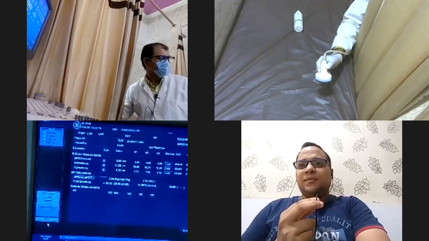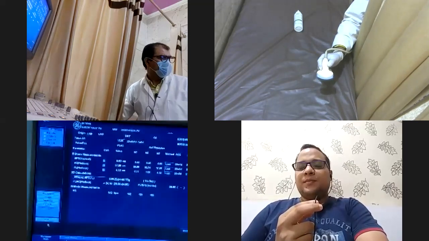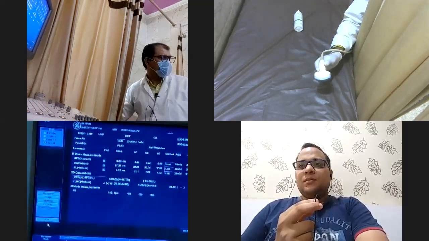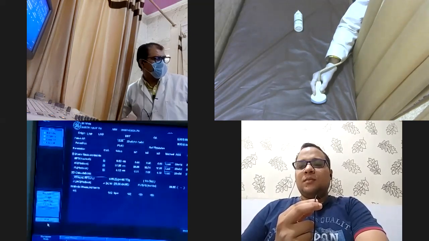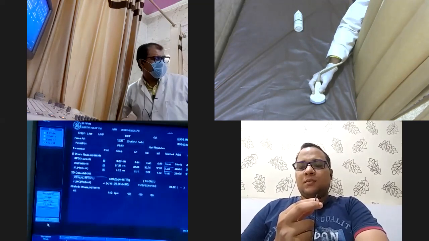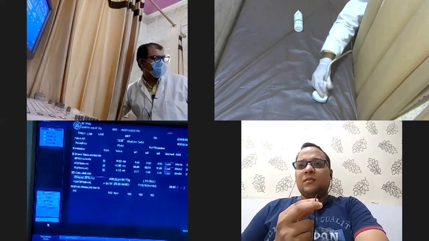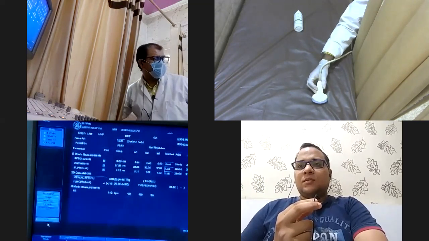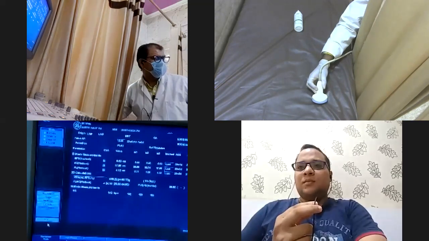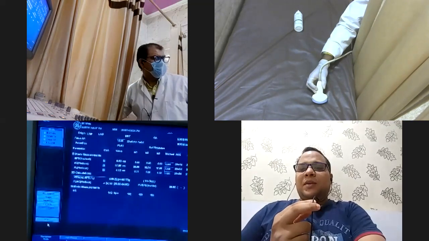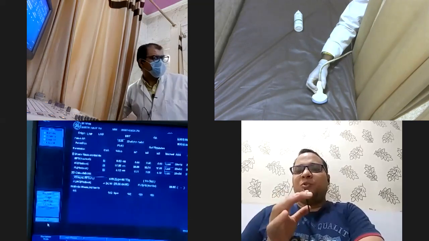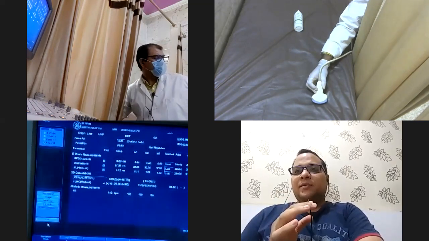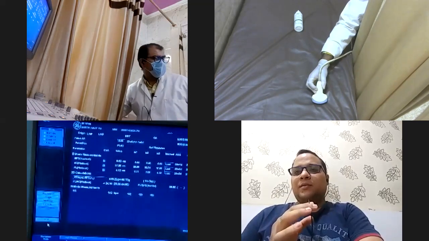Now tell me whether I have to put the probe like this or like this when I am taking a transverse section. When we are taking a transverse section, the marker which is on the probe should face towards the patient's right. Very good. So this is the important point.